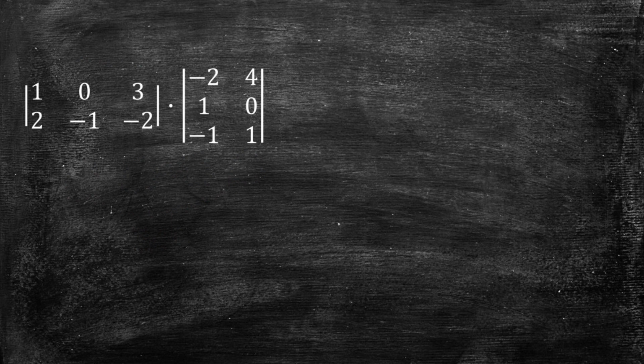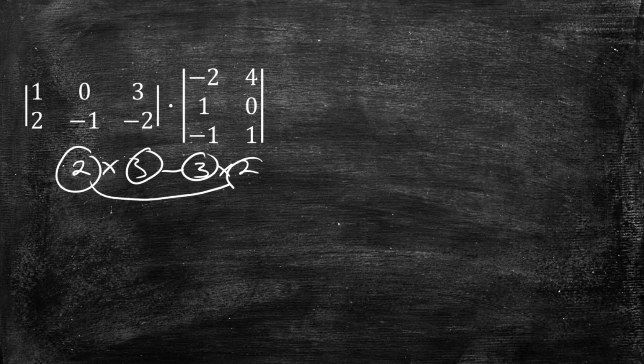Example number 3, we want to multiply these two matrices together. So let's write the orders down first. This first one here is a 2 by 3, and then the second matrix here is a 3 by 2. These two numbers are the same, so that means we can multiply it, and our resulting matrix is going to be a 2 by 2 matrix.